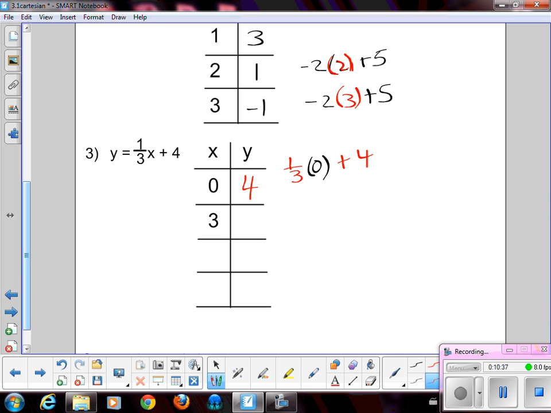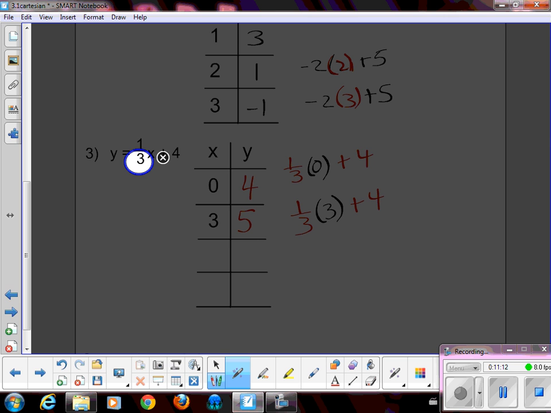Now notice what I've done for the next one. For my x, I have chosen the number 3. Now I chose it on purpose, because 3 goes into 3. So 1/3 times 3 is 1, so this number here is 5. So if I have to choose, which I do in this case, I have to choose 2 more values to put in for x. The numbers I'm going to choose are multiples of whatever my denominator is. Now my denominator in this case is the number 3. So multiples of 3 would be 3, 6, 9, 12.